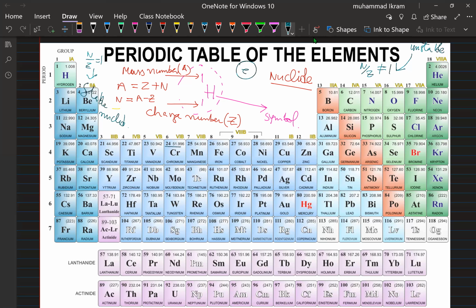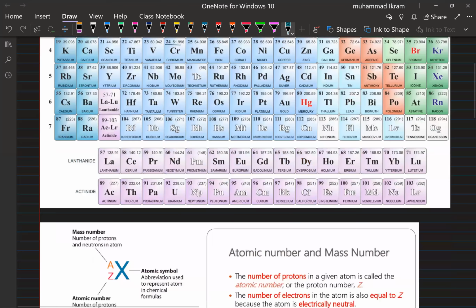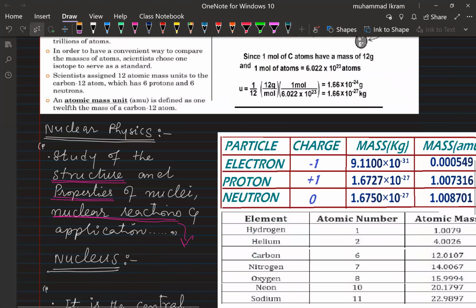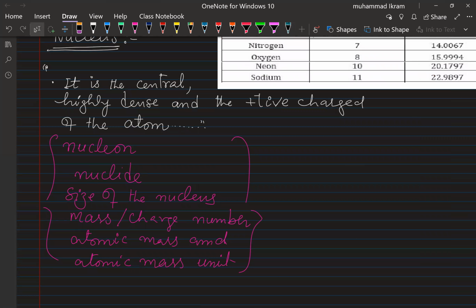Here you see the atomic mass, the atomic mass unit, AMU. There is a difference between atomic mass and mass number. Mass number refers to the number of particles inside the nucleus, while the mass of those particles together is called the atomic mass. So that is important. Now, I have told you about the nucleon and the nuclide.